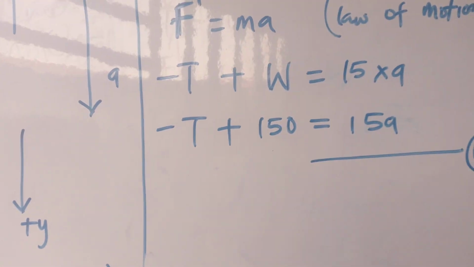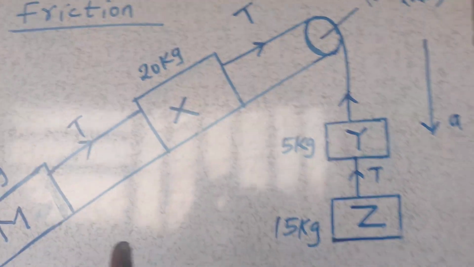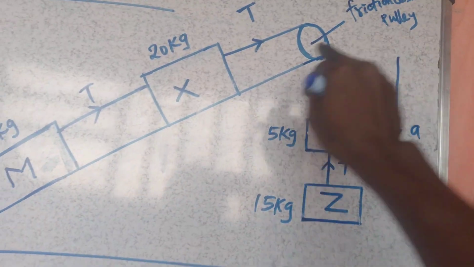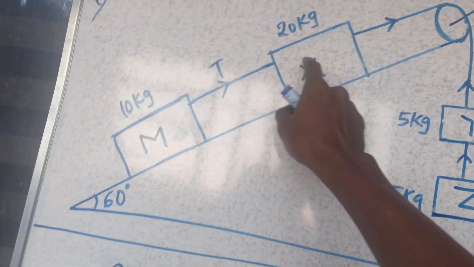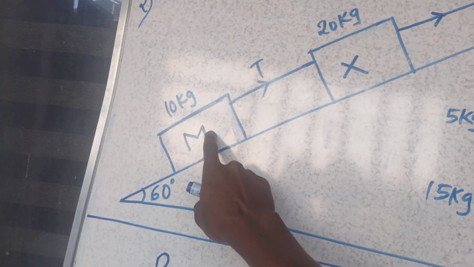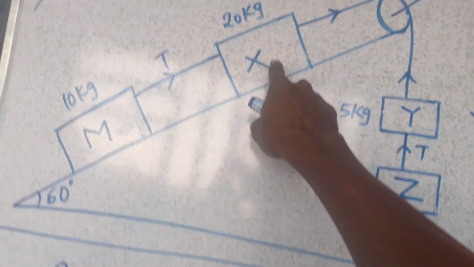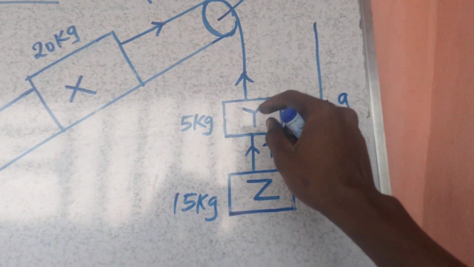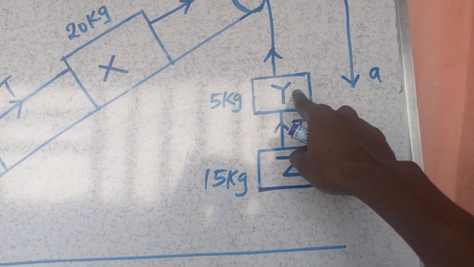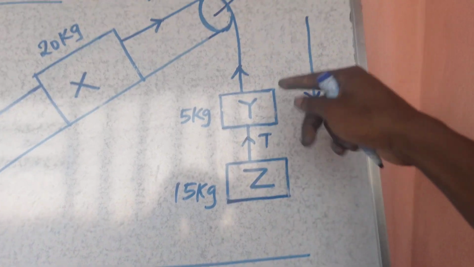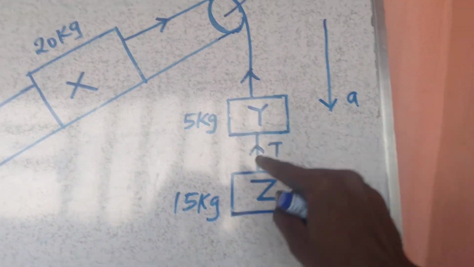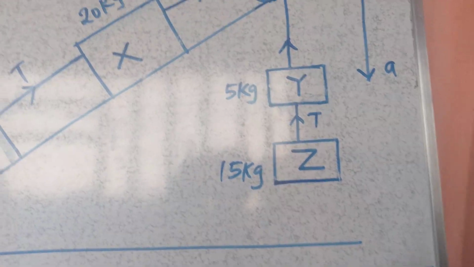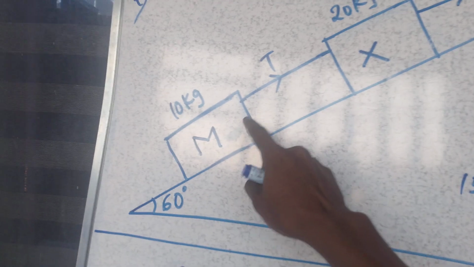Alright, so now the next thing I'll do is come back to this system of forces. Now you see that block M and block X are placed on the same inclined plane, so I'll add their equations. Block M gave us equation 1 and block X gave us equation 2. The y block and the z block give us two separate equations: this one gives us equation 3 and this one gives us equation 4. So I'll add the equations, after which I'll solve simultaneously.